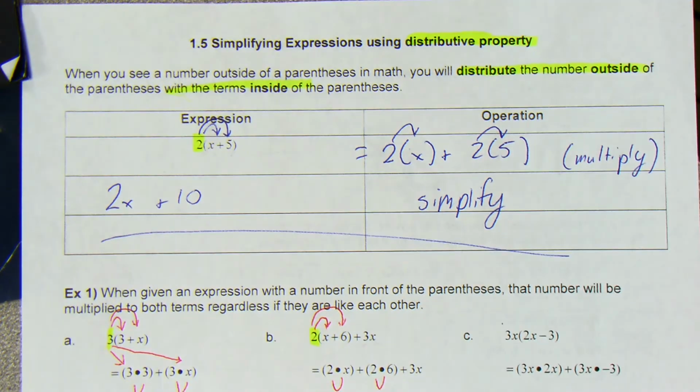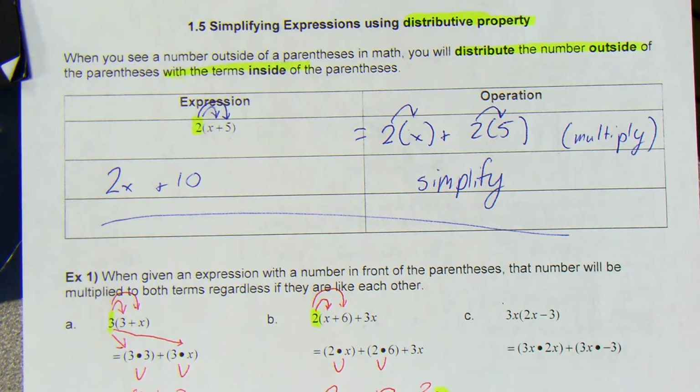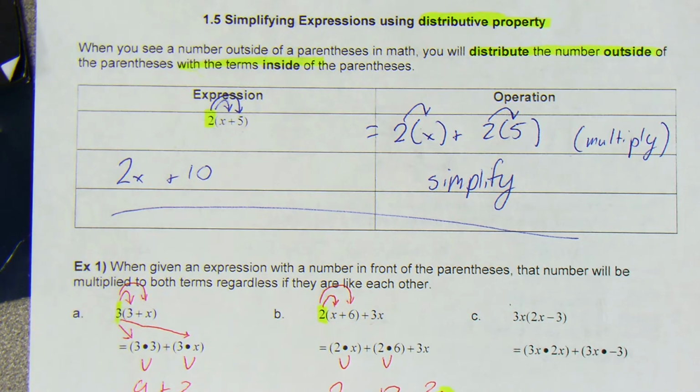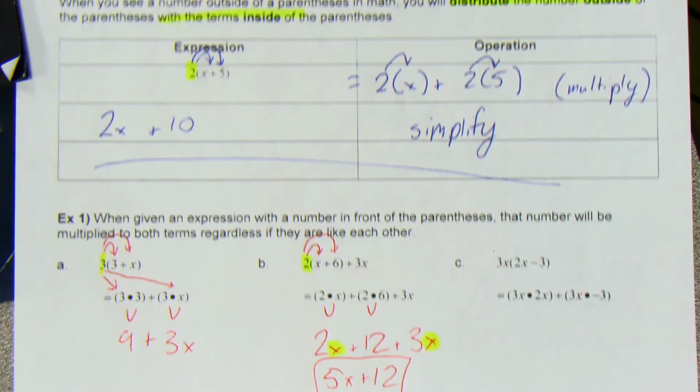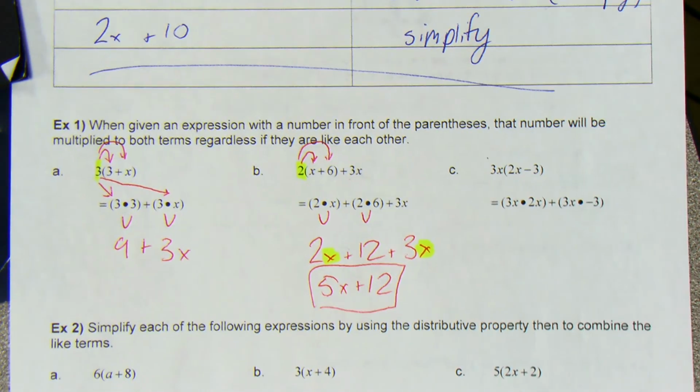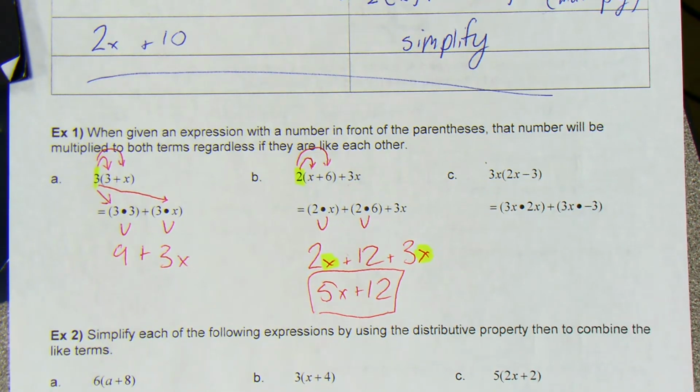Last video, we went over the definition. We explained that the distributive property means we multiply the number on the outside of the parentheses by everything inside the parentheses. And then we did a couple equations, okay? So I'm going to move on to example 1c.